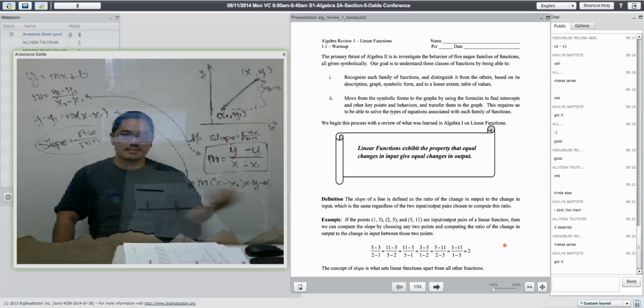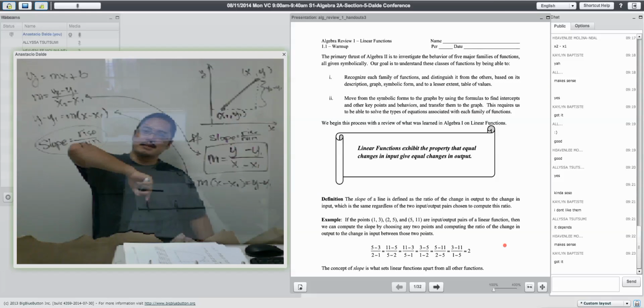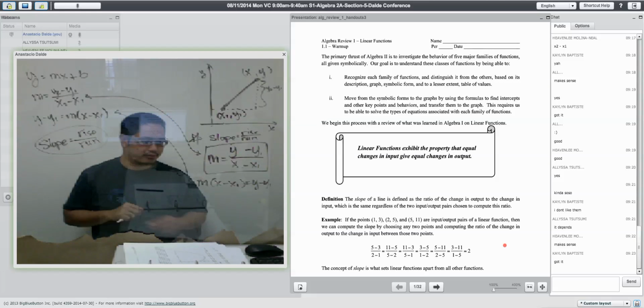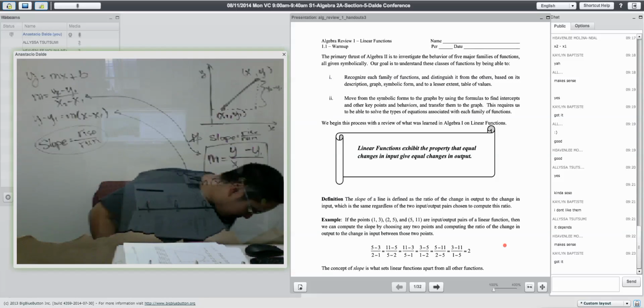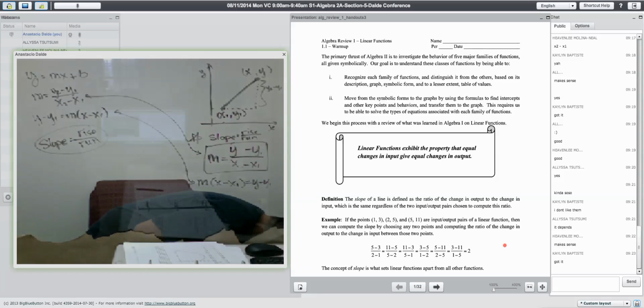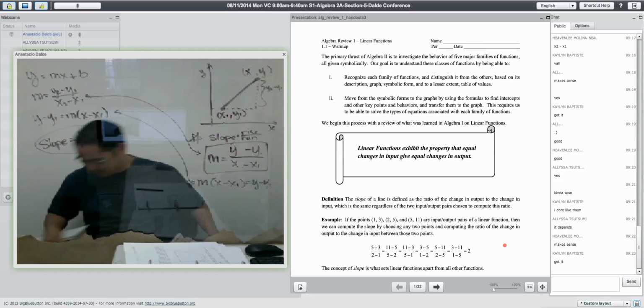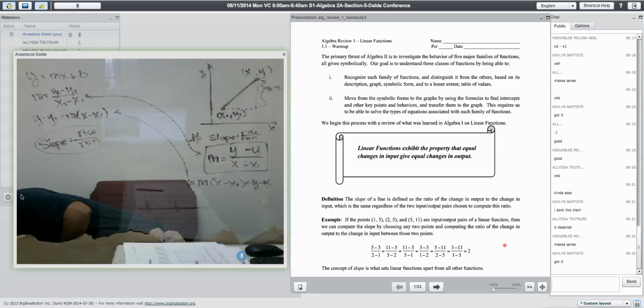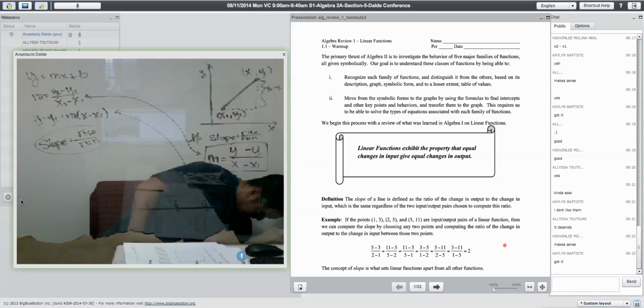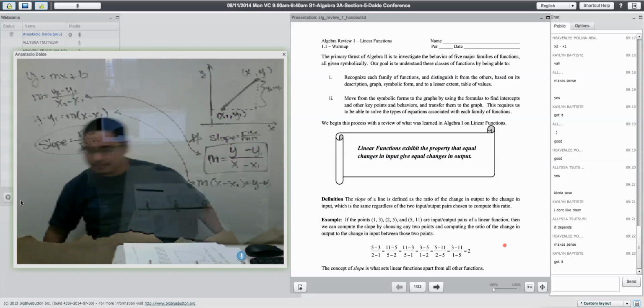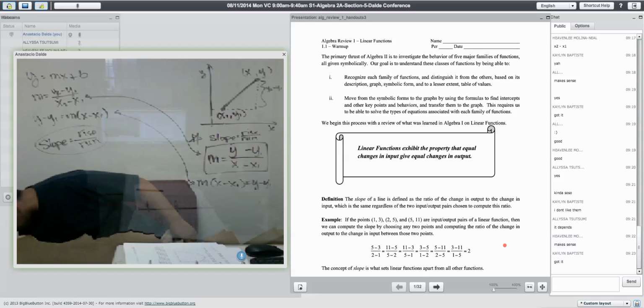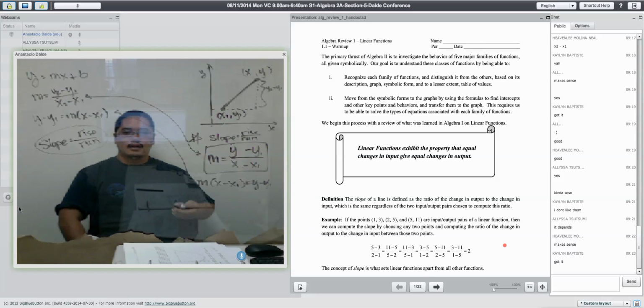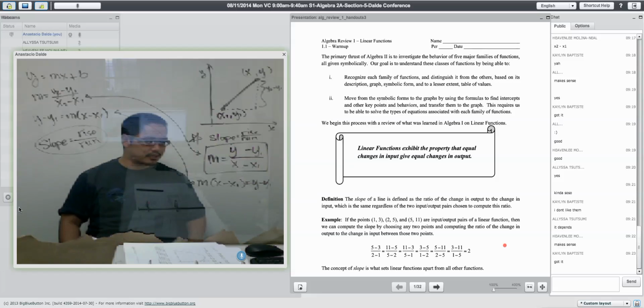Got it. Awesome. Now, where does y equals mx plus b come from? Well, I'll tell you. It's actually pretty straightforward as well.